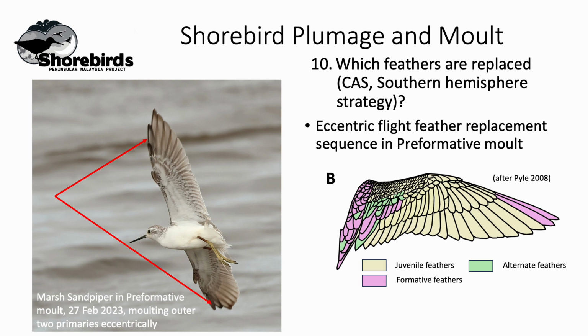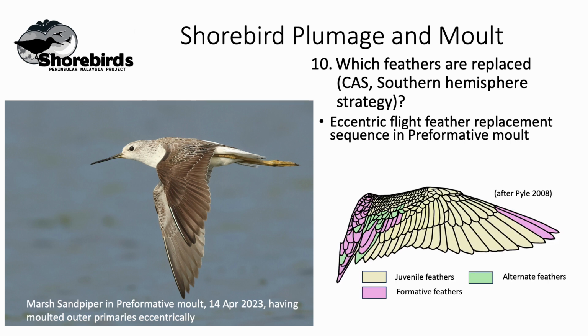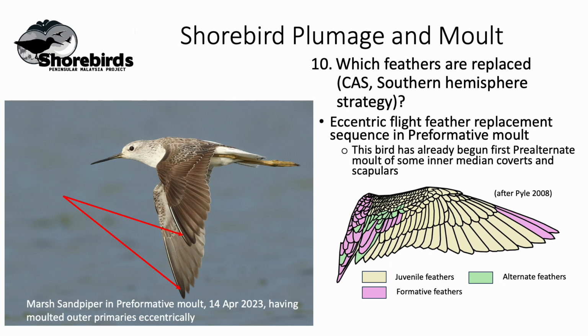primary feathers. Here's another bird which has replaced its outermost 2 primaries on the near wing, maybe just the 1 on the far wing. You can see that those 2 feathers, the 2 longest primaries, are newer and fresher than the ones further inside or further into the wing, nearer to the body. And we can also see that this bird has begun first pre-alternate molt, and some of the median coverts and some of the scapulars have been replaced as well.